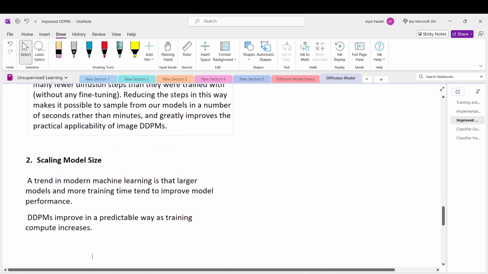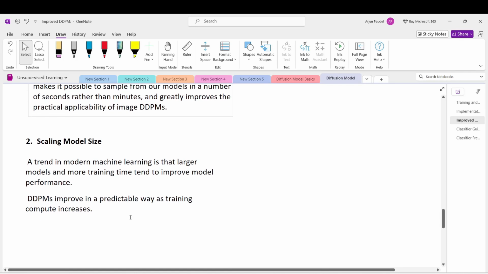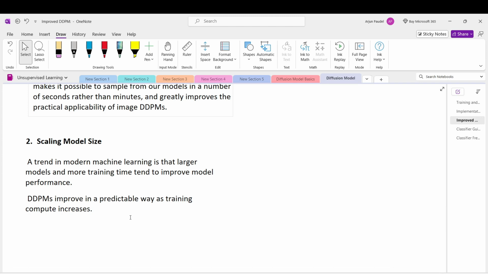Another improvement they have given is scaling model size. As we make our model larger and deeper, and if you devote much more training time, it has been empirically seen that the model's performance improves, and this is also predictable, as with other models.